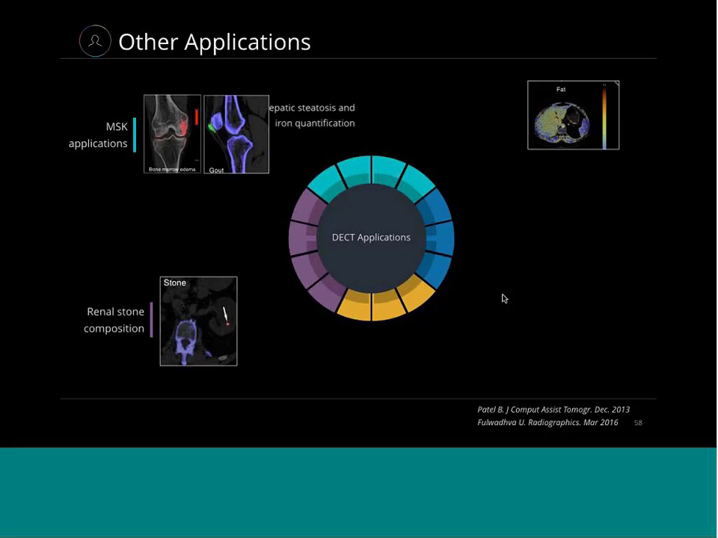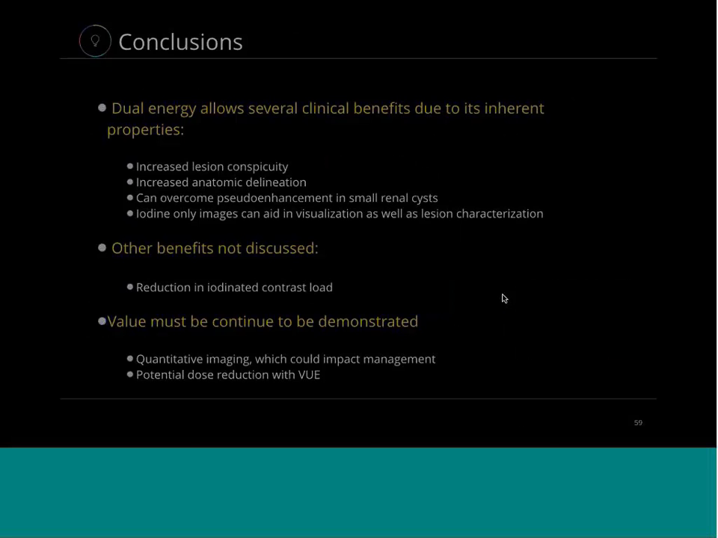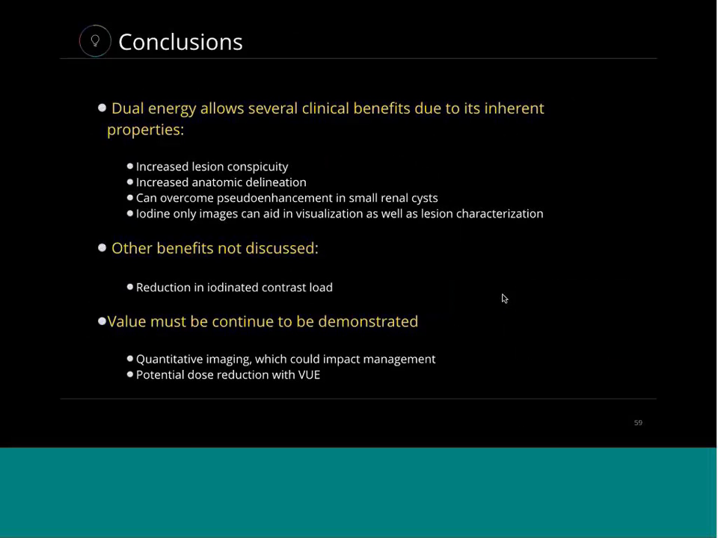A lot of other applications I didn't talk about: MSK, gout. Okay, a lot of value added there. Hepatic with iron quantification, bowel imaging to detect ischemia. This is where the flash scan is going to be helpful. And then the low-hanging fruit is renal stone composition, which I didn't talk about either. Okay. In conclusion, a lot of clinical benefits due to its inherent properties. I didn't talk about everything.